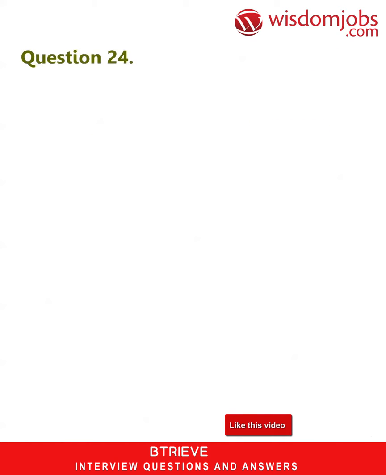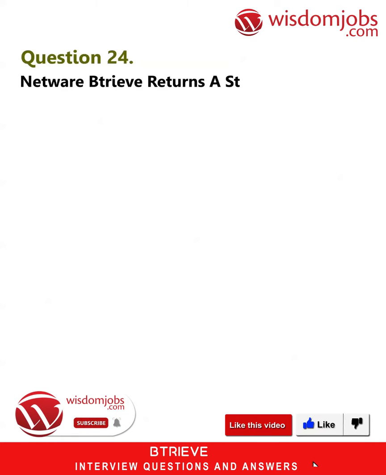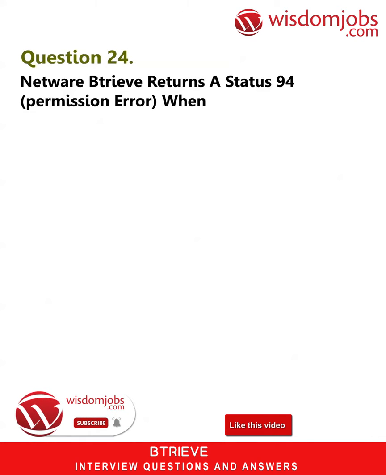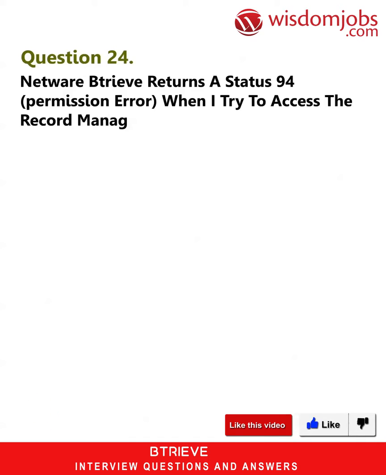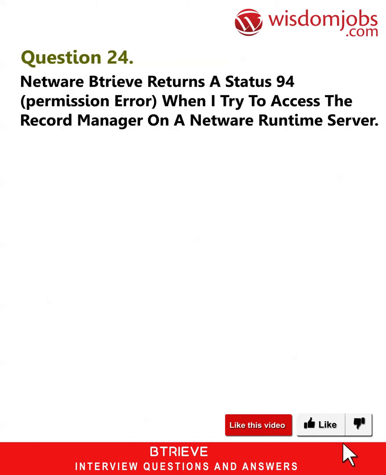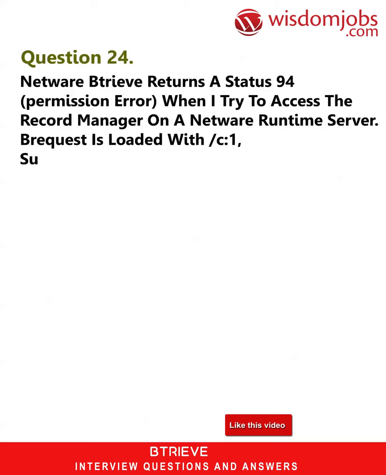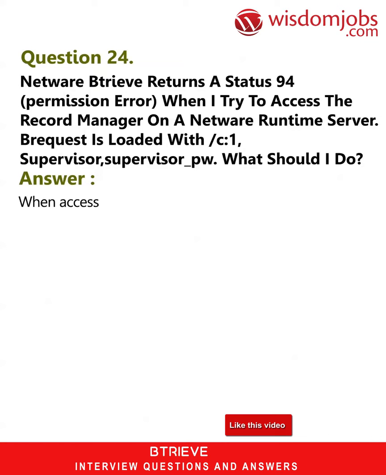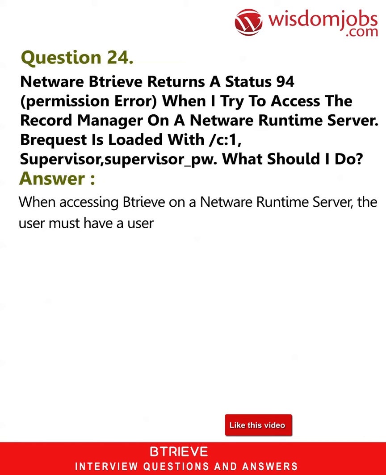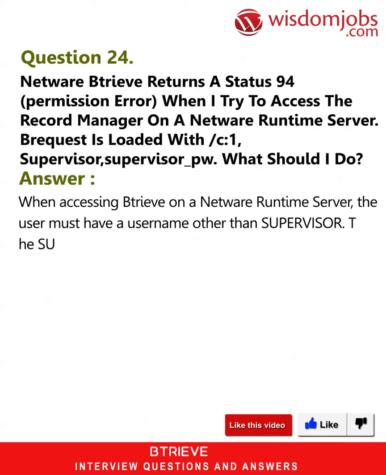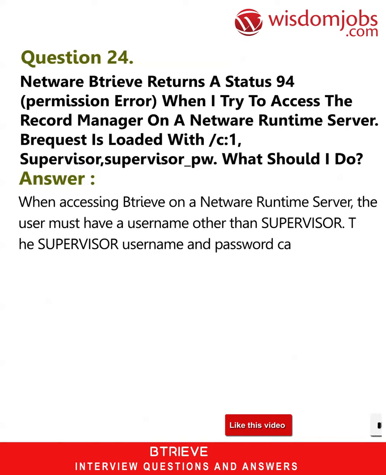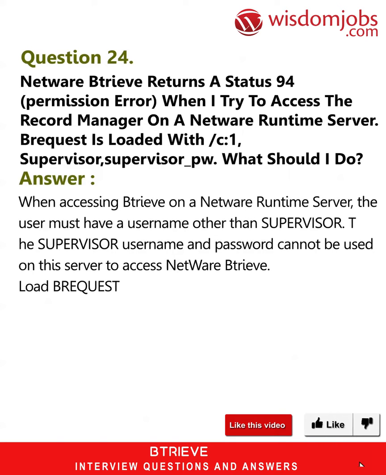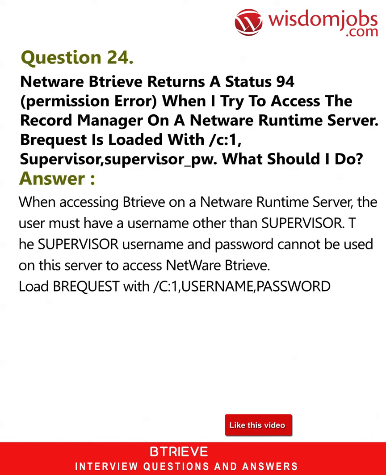Question 24. NetWare Btrieve returns a status 94 permission error when I try to access the Record Manager on a NetWare runtime server, and REQUESTER is loaded with /c:1 SUPERVISOR,PW. What should I do? Answer. When accessing Btrieve on a NetWare runtime server, the user must have a username other than SUPERVISOR. The supervisor username and password cannot be used on this server to access NetWare Btrieve. Load REQUESTER with /c:1 username,password.